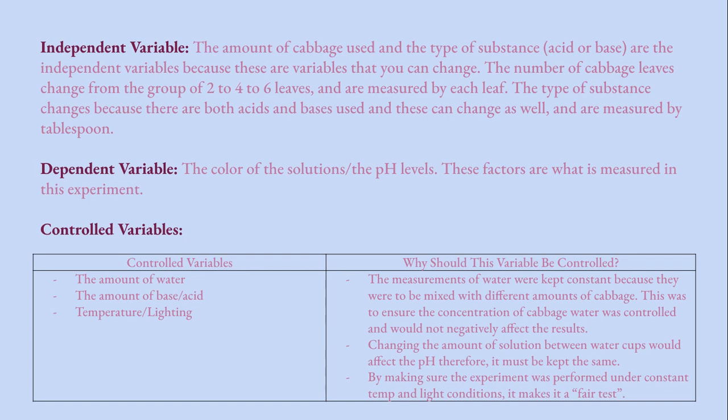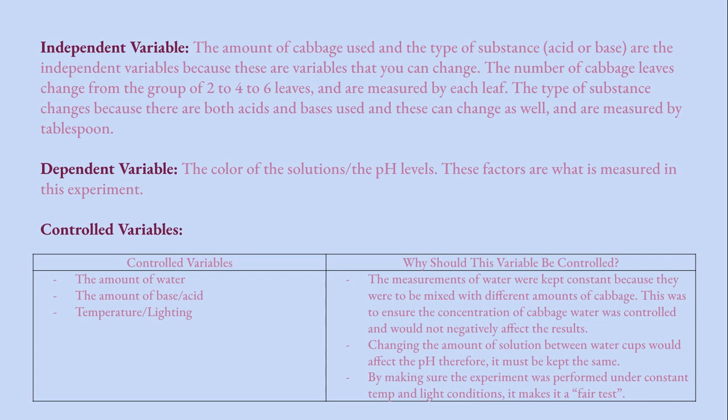So the number of cabbage leaves changes from the group of 2 to 4 to 6 leaves and is measured by each leaf. The type of substance changes because there are both acids and bases used, and these can change as well. And this is a change in the solution, and you're measuring by tablespoon. The dependent variable is the color of the solutions or just the pH levels. These factors are what is measured in this experiment.